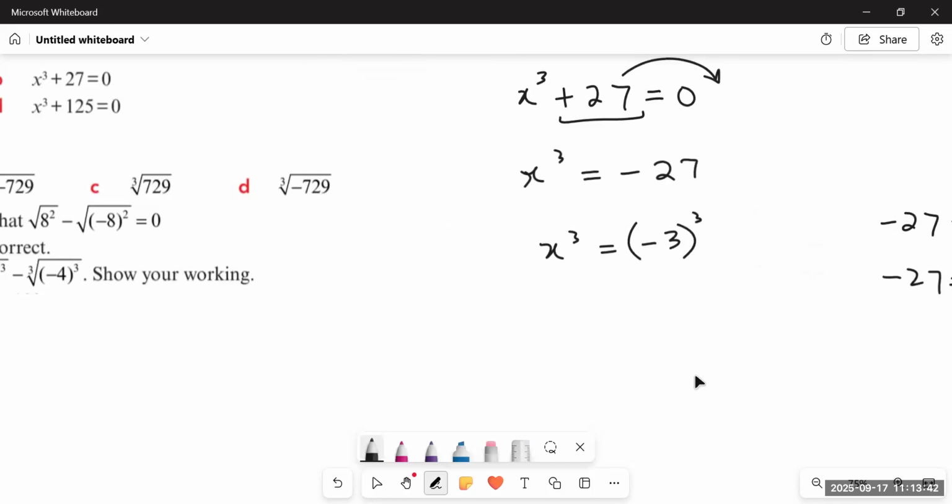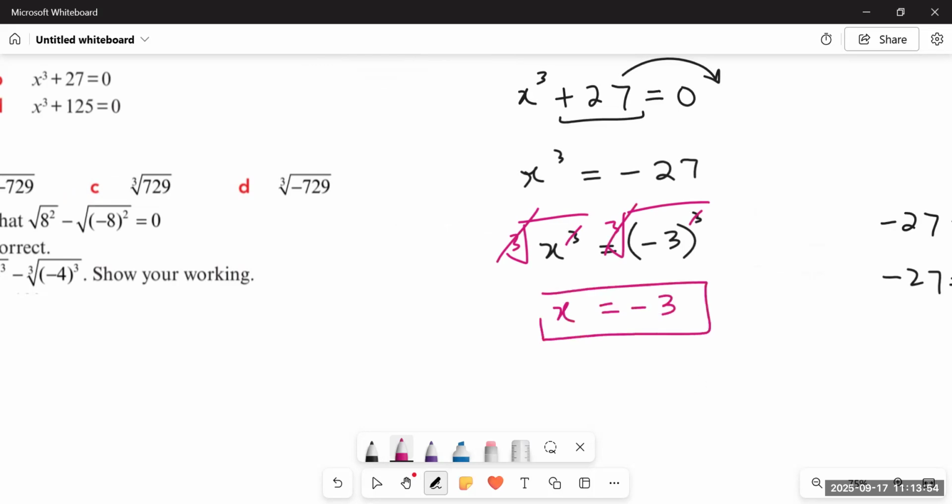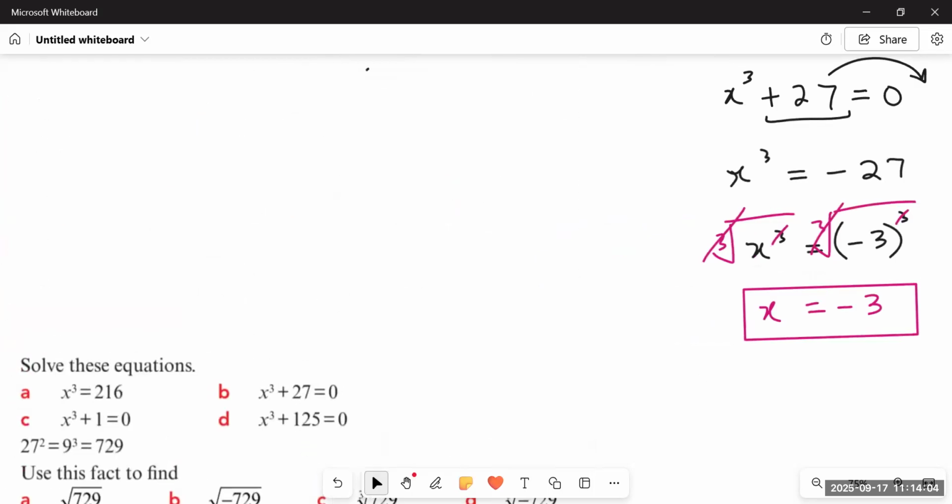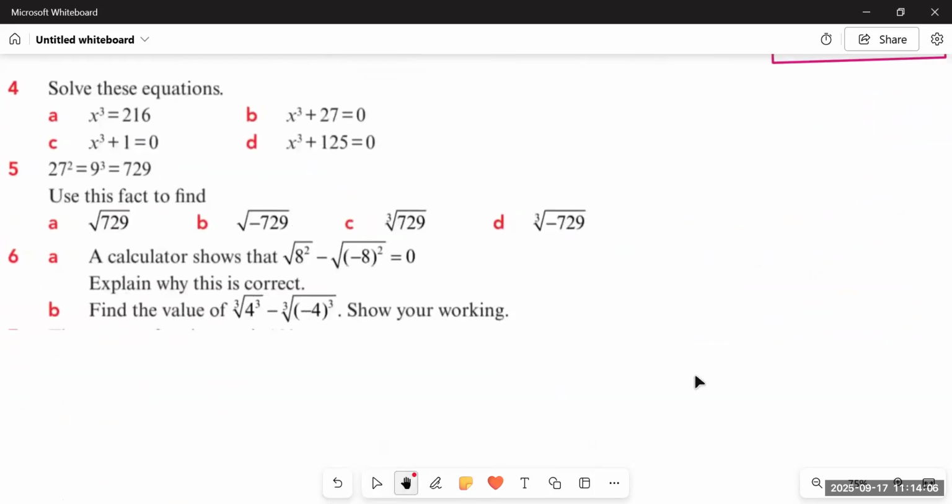Now I will take the cube root on both sides. And now these cube roots will cancel the cubes. And what am I left with? x is equal to minus 3. So if x cube is equal to minus 27, x would be minus 3. It means if we have any number in cube, if it's positive, its cube root would be positive. If it's negative, its cube root would be negative.